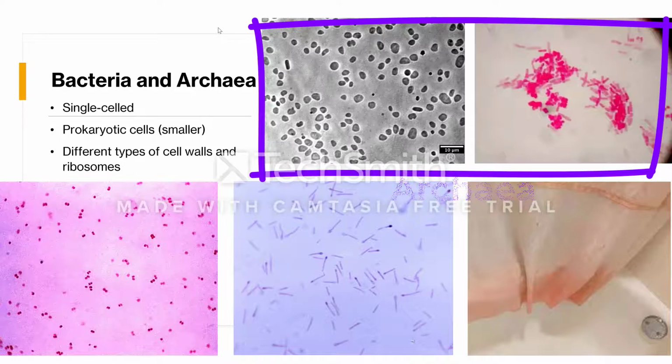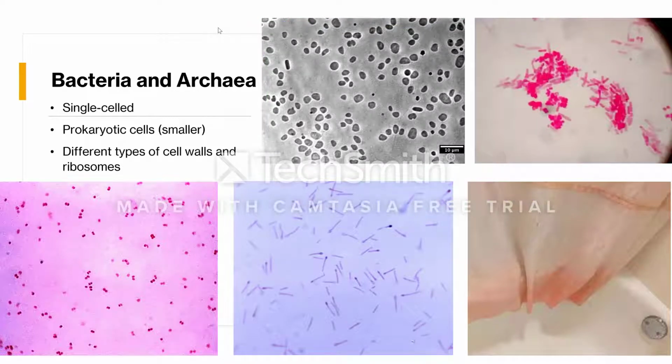Nobody knows how to give them the right conditions yet. Most of the ones that have been studied live in really extreme environments, so things like hot springs and caves and stuff like that. But like bacteria, they have one cell each, and they're made out of those smaller prokaryotic types of cells.